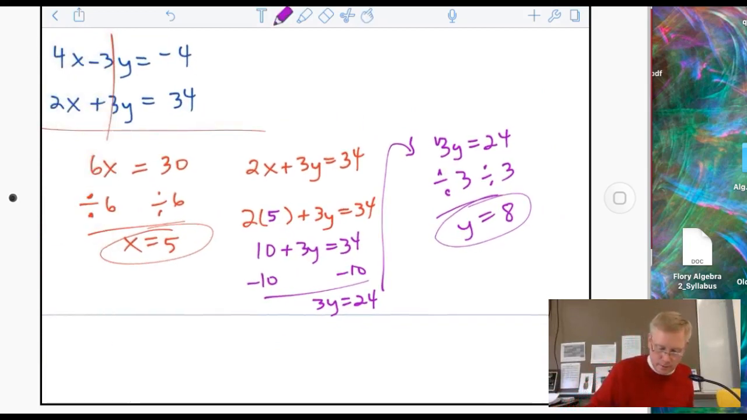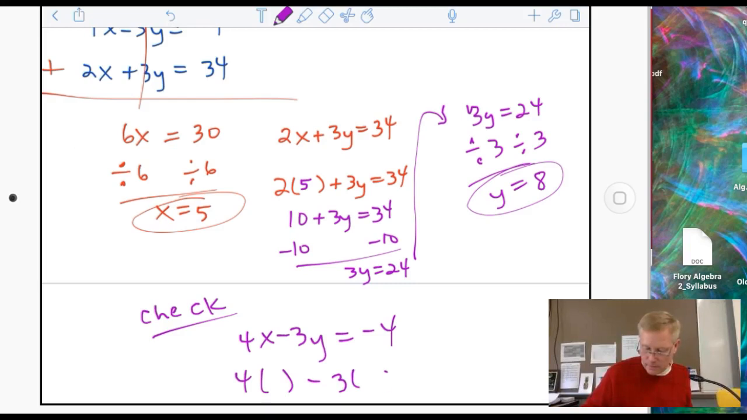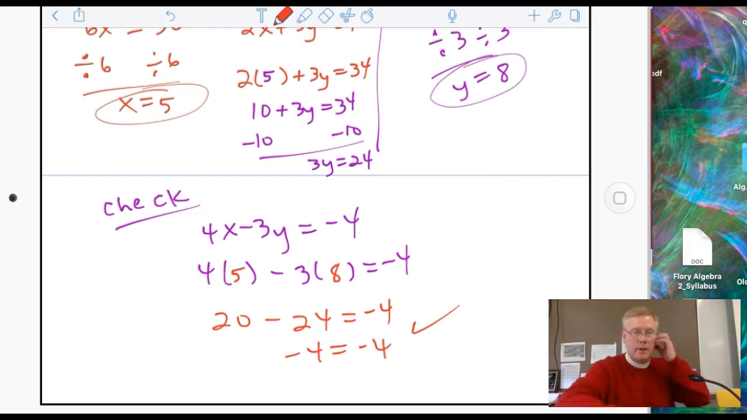Okay, check it. Check it in at least one of these equations. We'll do the 4x minus 3y equals negative 4. Plug in the 5 for the x, 8 for the y. What do you get? 20 minus 24 equals negative 4. Negative 4 equals negative 4. You're good. All right, so that's your answer. Check in the other equation too if you want to be really careful.